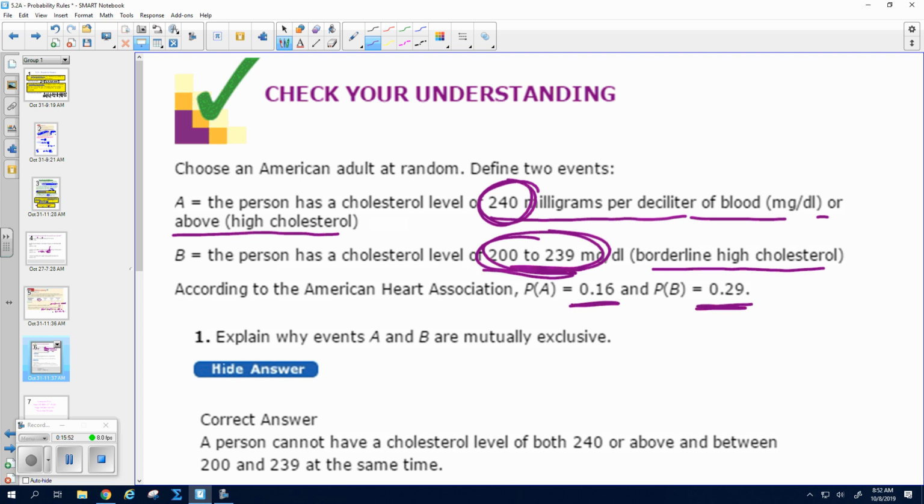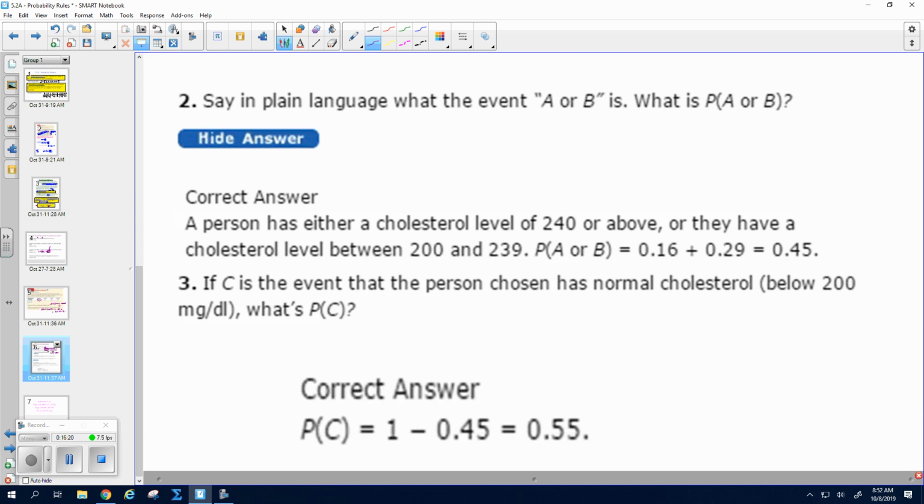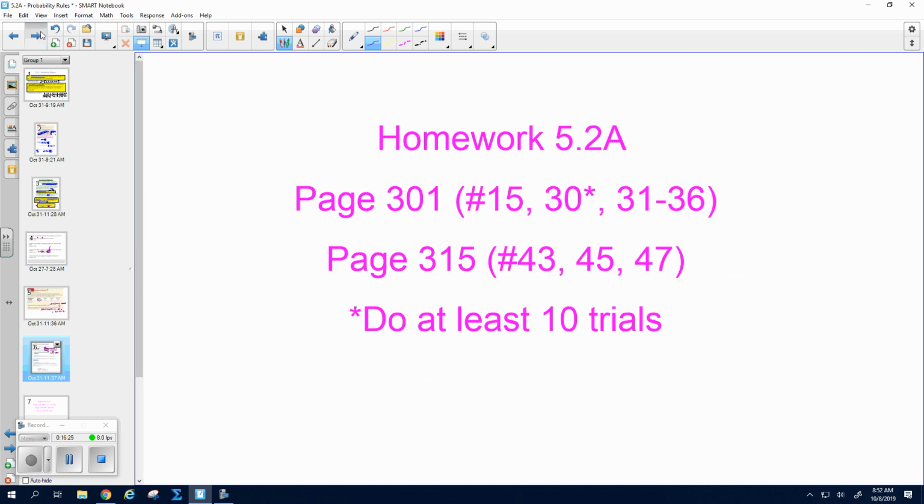I would not divide. What do these all have to add up to, you guys? 1. So it's basically everybody that's left over, because these don't add to 1 because we're not including the people below 200. So for the people below 200, we would do 1 minus those high cholesterol people minus those borderline high people, and you would get the remaining people who are below 200. Does that make sense, you guys? Okay, good. They added them together already to get that 0.45.